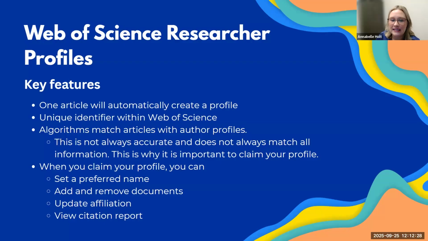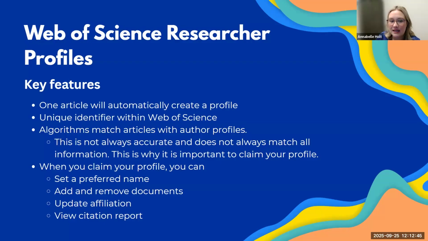The researcher ID can help address some of these common issues, again, with names by linking your publications to verified people. You can claim your profile, you can merge duplicates, you can manually add missing works to ensure that your record is up to date.